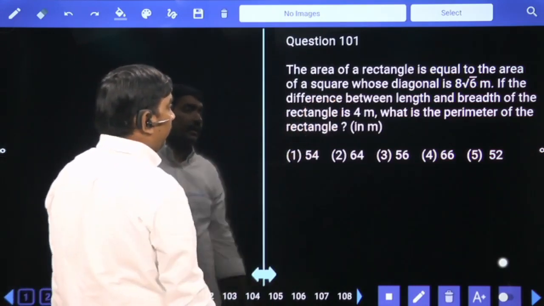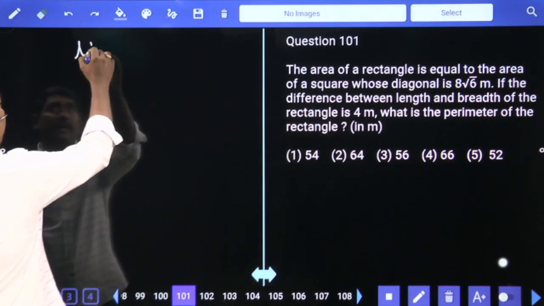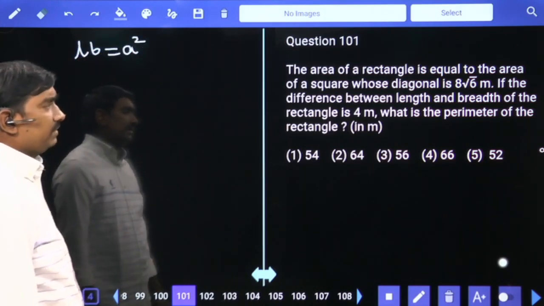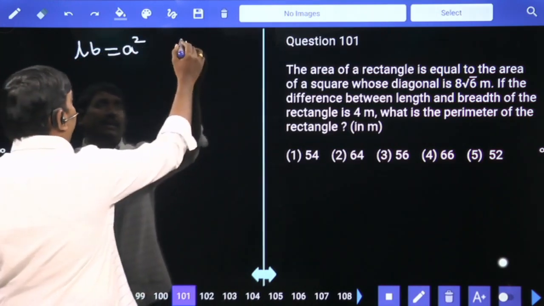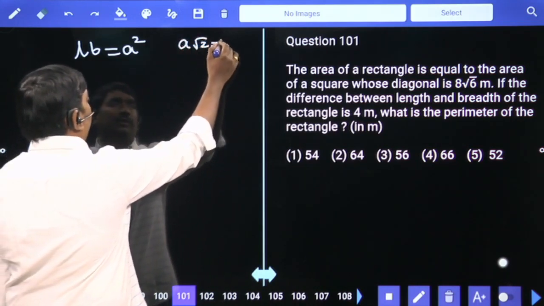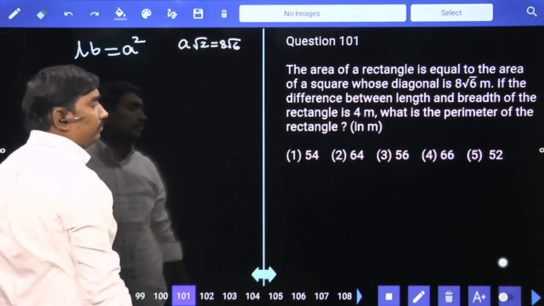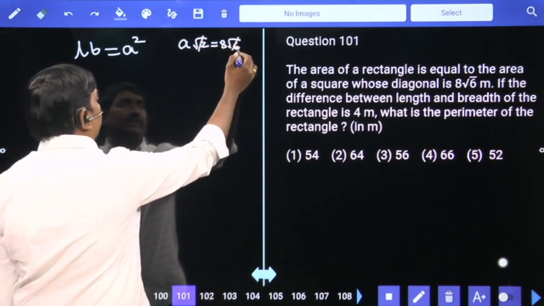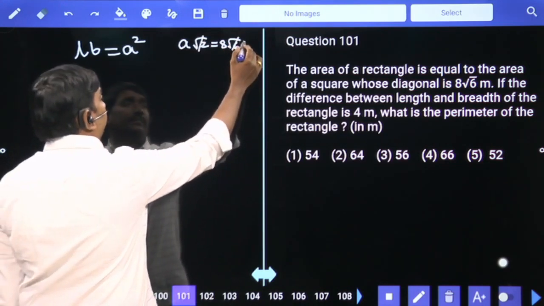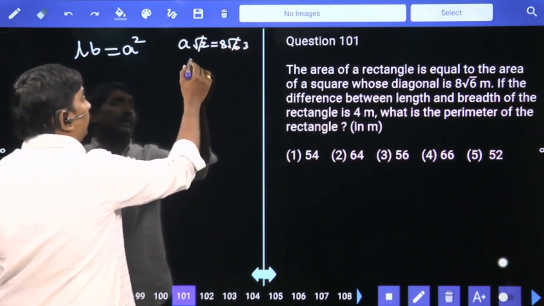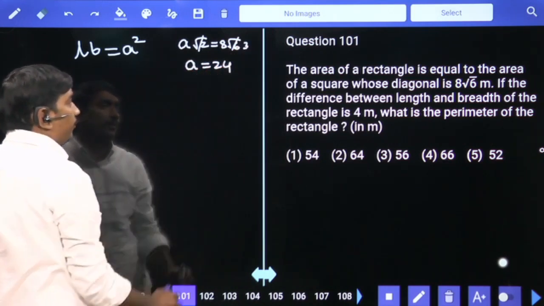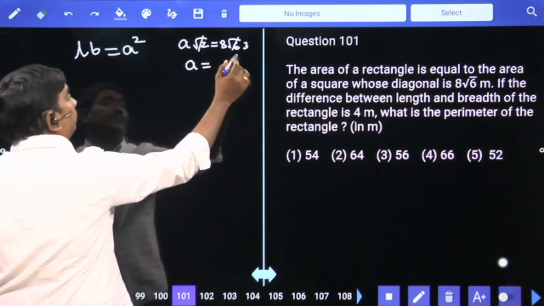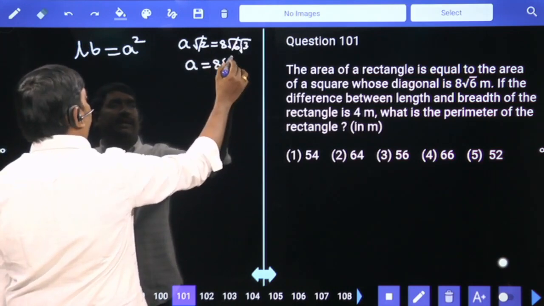The area of a rectangle is equal to the area of a square whose diagonal is 8 root 6 meters. Diagonal of a square means A root 2 is equal to 8 root 6. So root 2 how many times means 3 times. A is equal to 8 root 3.